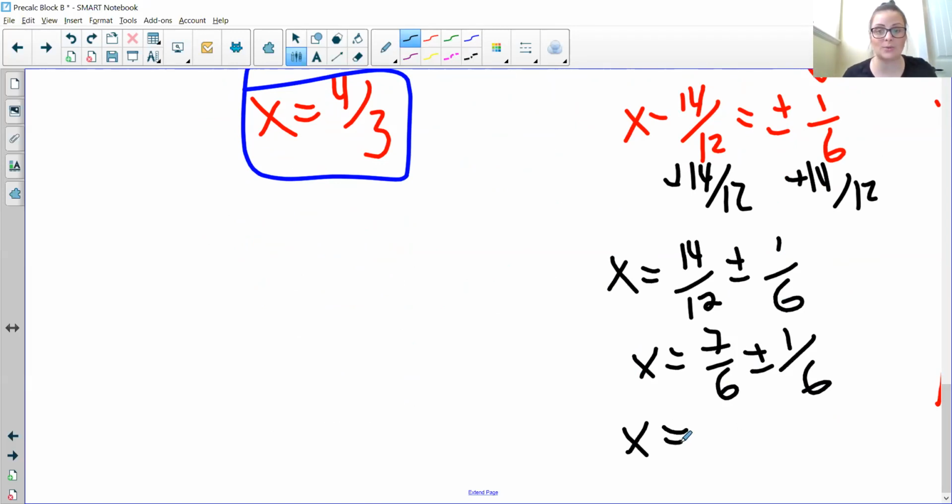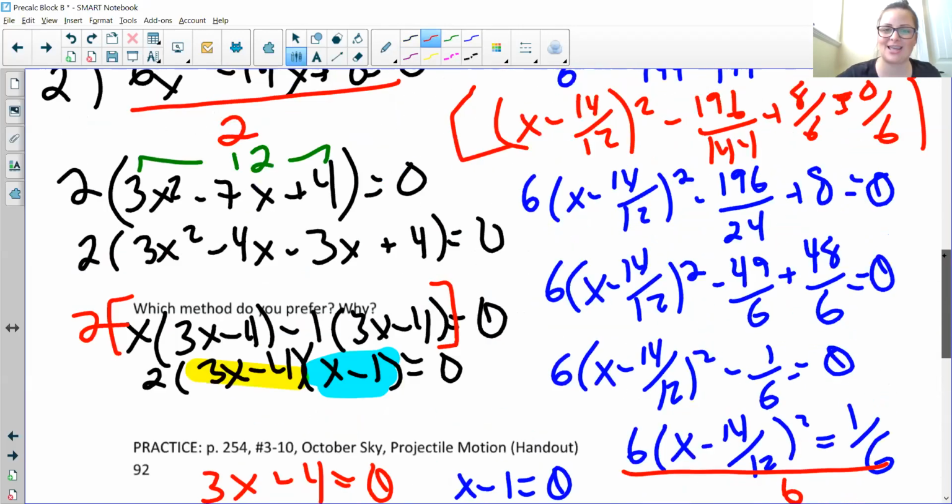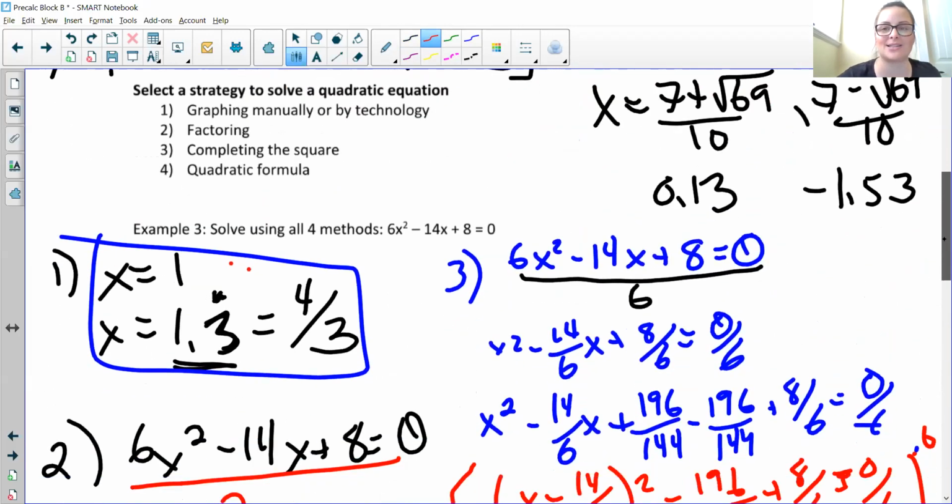7/6 plus 1/6 is 8/6, which equals 4/3. There we go. I also have, if x equals 7/6 minus 1/6, it equals 6 over 6, which is 1. And here we go, we got the same results. Isn't that lovely? So that was method 3, completing the square.